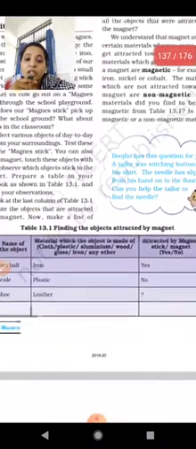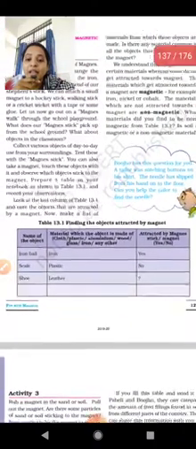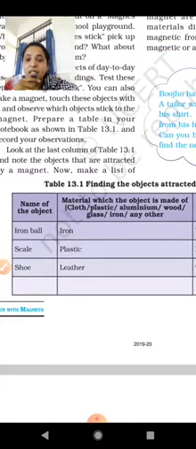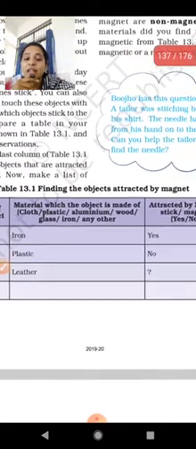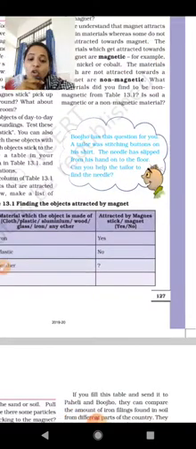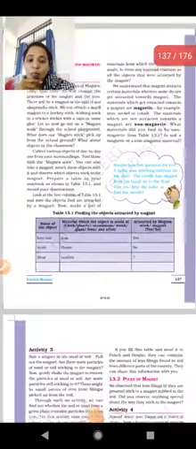So students, it's your homework that you make a table in your rough book and write what the object is made up of, like this: iron, plastic, leather, and the name over here, and check whether it is getting attracted towards the magnet or not. So this is your homework, you have to do it at home.